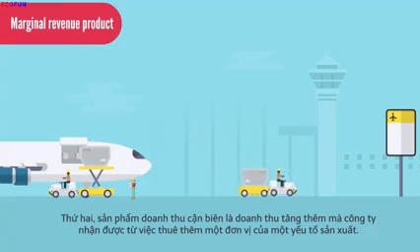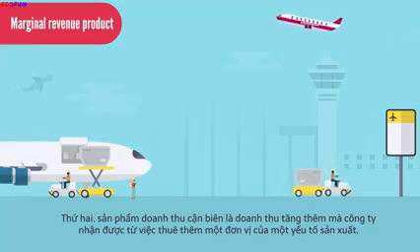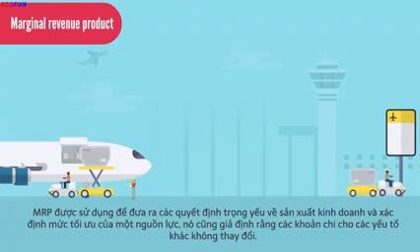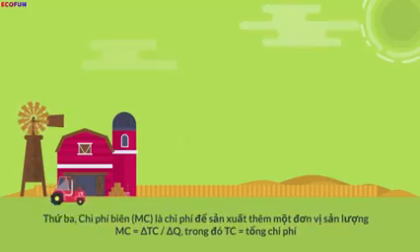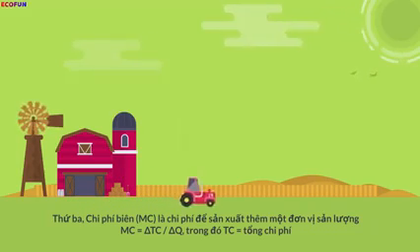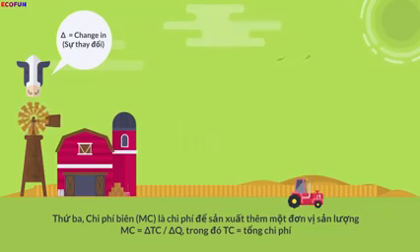Second, marginal revenue product is the extra revenue the firm gets from hiring an additional unit of a factor of production. MRP is used to make critical decisions on business production and determine the optimal level of a resource. It also assumes that the expenditure on other factors remains unchanged. Third, marginal cost is the cost of producing an additional unit of output. MC equals change in total cost divided by change in output.